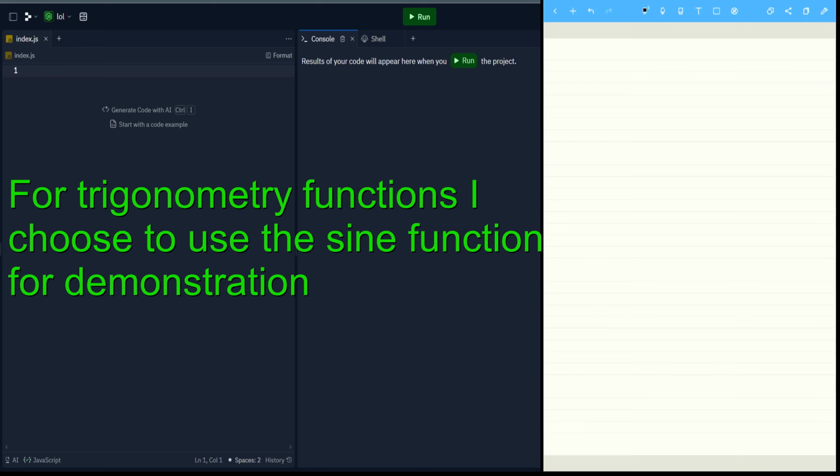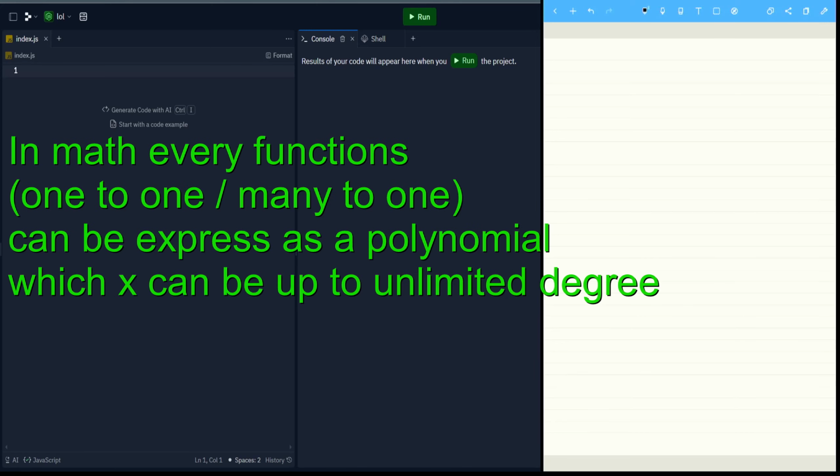For trigonometry functions, I will choose to use the sine function. You know, in maths every function that is 1 to 1 or range to 1 can be expressed as a polynomial, and it can be up to unlimited degrees. You can refer to it as a Taylor series.